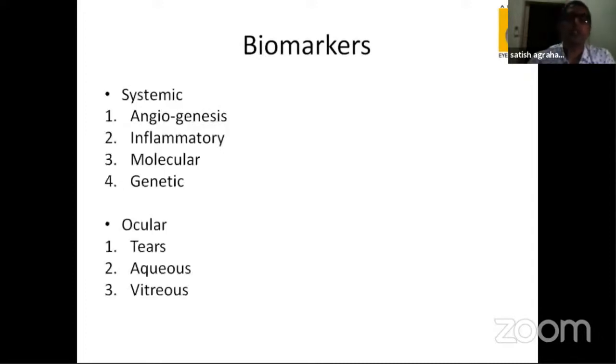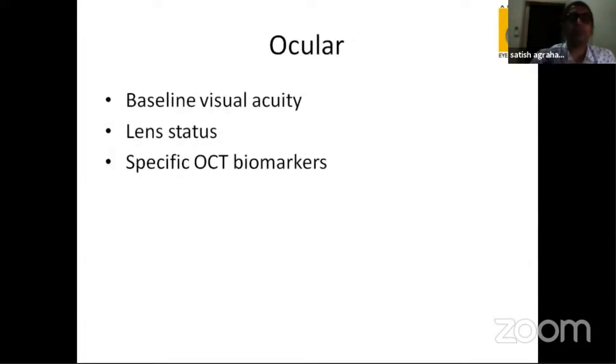And if you go back into the list of all the biomarkers, predominantly they are based on the angiogenesis theory, the inflammatory theory, the molecular theory, and they're also based on genetic biomarkers. There are also certain ocular biomarkers. These are biochemical markers which are done even in the tears and aqueous, and predominantly they are again angiogenic factors as well as inflammatory factors. But I will not go into details of all these things because of the paucity of time.